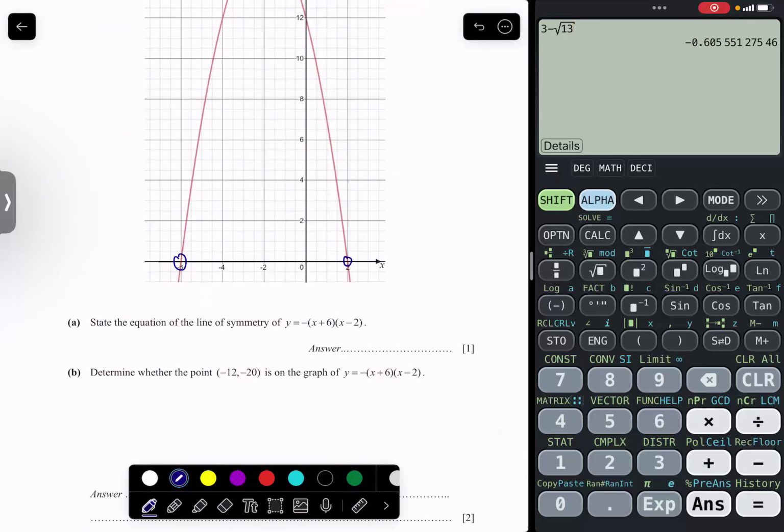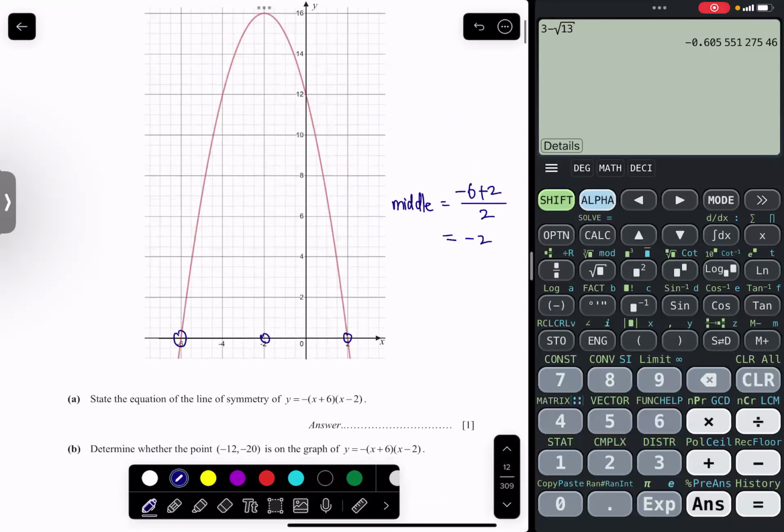Line of symmetry is the line in the middle. So in the middle of 2 and negative 6, that will be at negative 2. How do I get that? Okay, to find the middle value, we take the two ends, add together, and divide by 2. So negative 2. That means negative 2 is the line of symmetry. This is the line of symmetry, right?